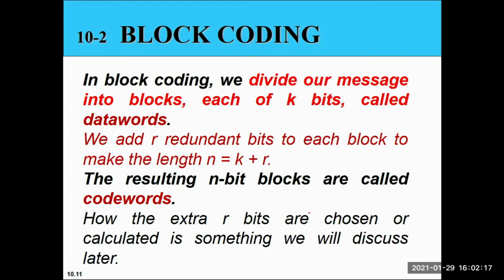So the first scheme is block coding. In block coding, we divide our message into blocks. Suppose each block has the size of k bits, and those blocks are known as data words. Then we add r redundant bits to those blocks. So our total length will be k, the previous length of the data word, and r bits we are adding extra. So our total bit length is k plus r. And this n, the sum of k and r, is known as the code word.